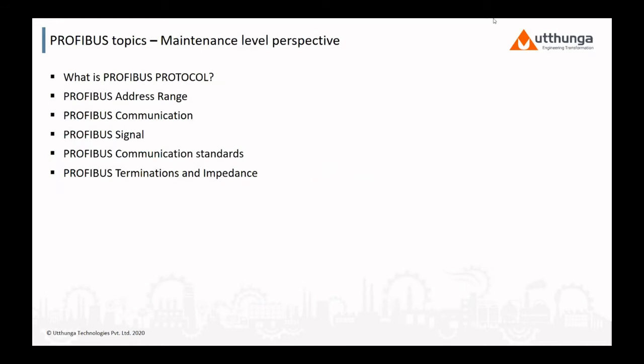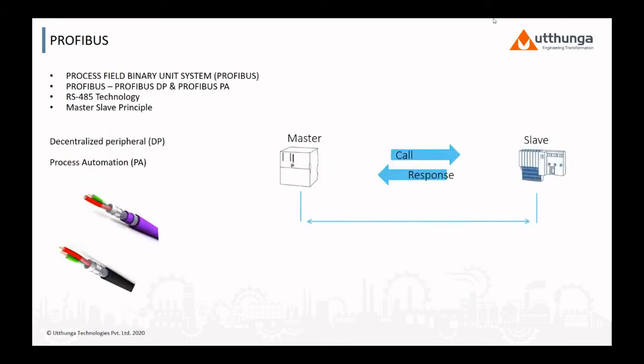So our topic for today, in the basic layer, we'll be going through what is the PROFIBUS protocol, what is the address range, how the communication is working in PROFIBUS, what the signal looks like, what are the standards you need to maintain, and why terminations and impedance are relevant in the network. So we'll move to the topic.